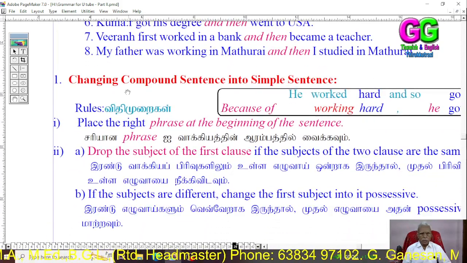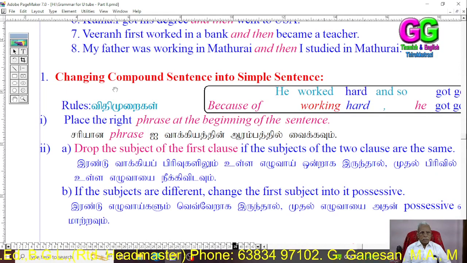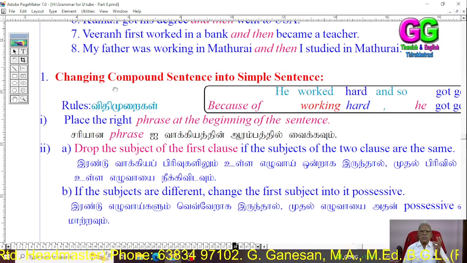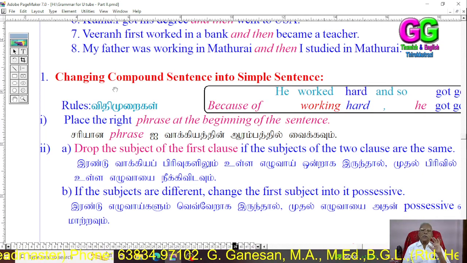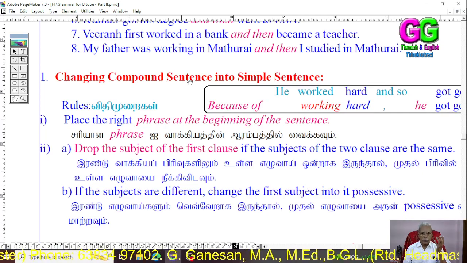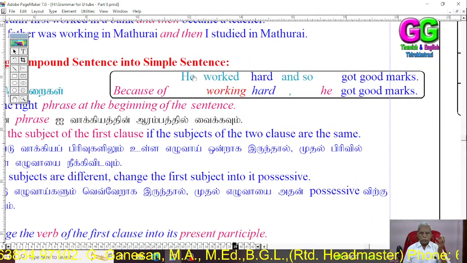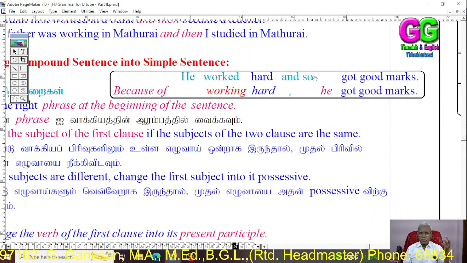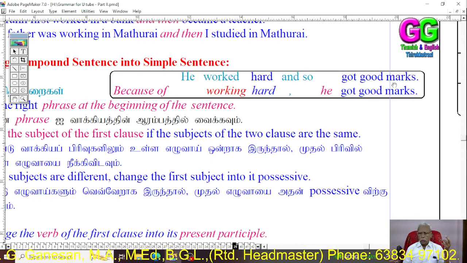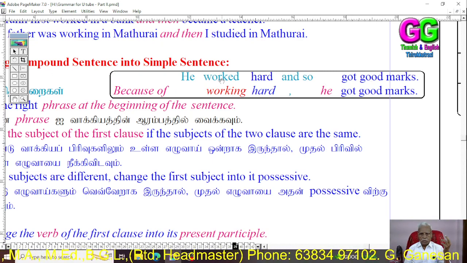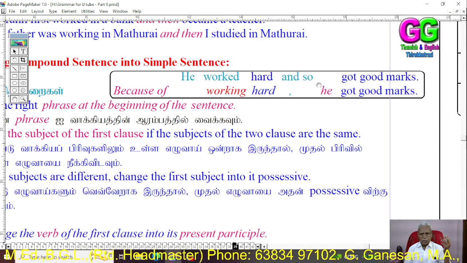Now let us see changing a compound sentence into a simple sentence. That is, converting a compound sentence into a simple sentence. Some 5 rules you have to follow. See, first of all, see the sentence. He worked hard and so got good marks. In this sentence, the subject in both the clauses, worked hard, got good marks, is he.